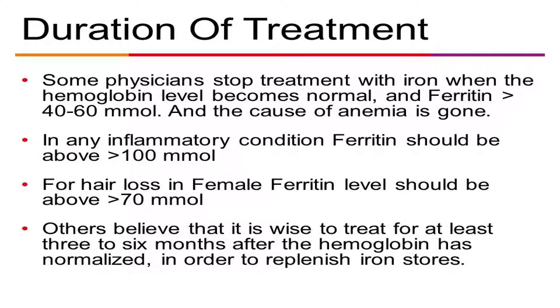Any patient coming with an element of inflammation, like post-bariatric surgery or a chronic disease, we look for a ferritin level of more than 100. Less than that is considered iron deficiency anemia, and there's no correction of the iron deficiency. In patients complaining mostly of hair loss, we would aim for a ferritin level up to 70.